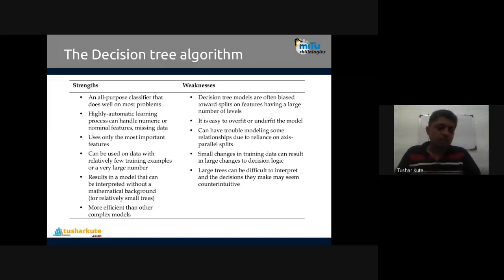Okay, important features only. Then feature selection or not, decision tree will not be affected. Remember, this is a very interesting property decision tree has. Then next, it can be used on data with relatively few training examples or a very large number. For example, you have only 2 entries in the data set, one entry for one class and one entry for another class. Even then a decision tree will be created. It will choose the criteria to split.